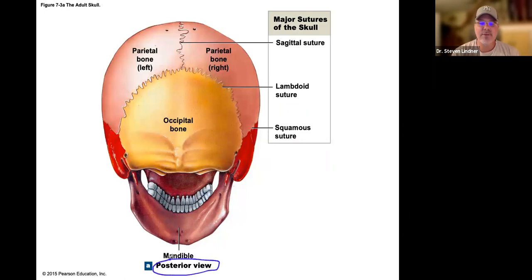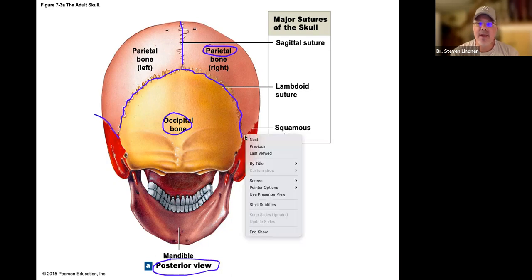So we're looking at the individual from the back. So this is the occipital bone. And then here are the two parietal bones. We could see from the posterior a little bit of the sagittal suture. And now here we could see that really jagged looking lambdoidal suture. From the posterior, we could see another suture right here on this side, and that's your squamous suture.